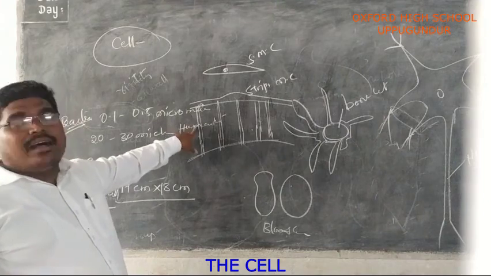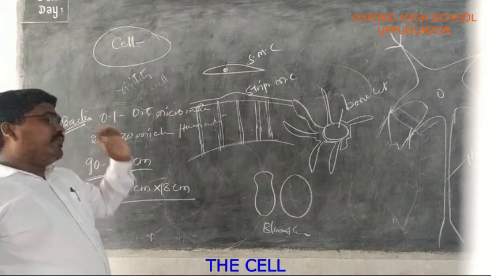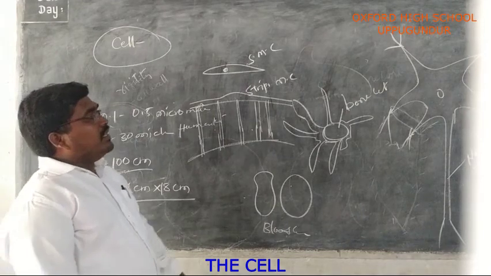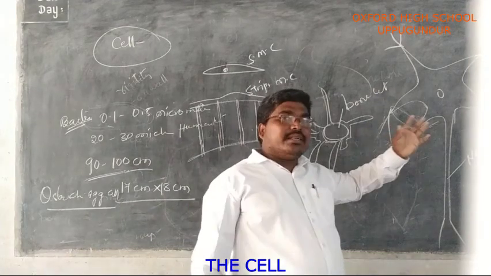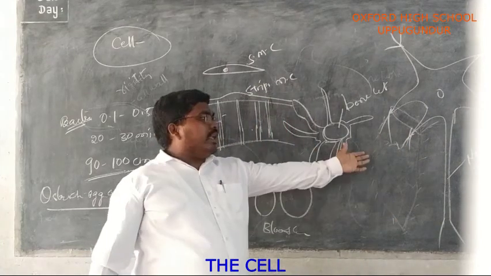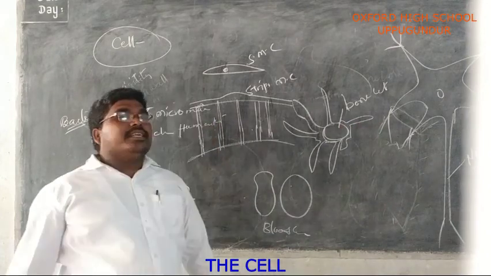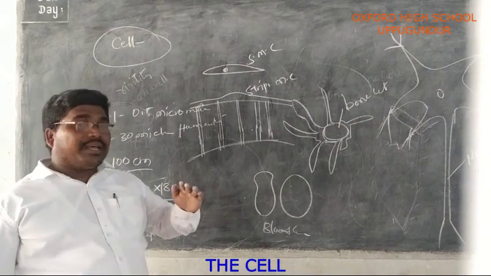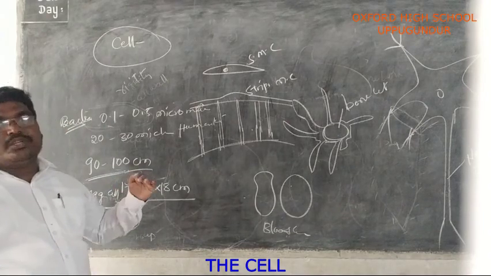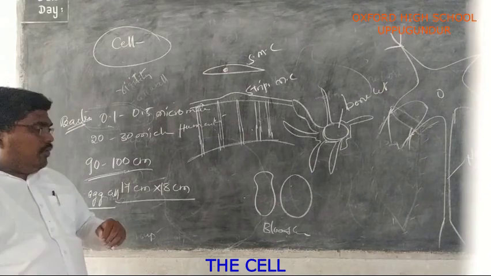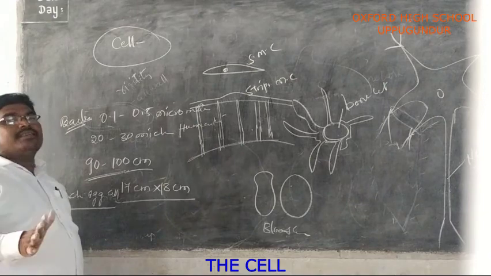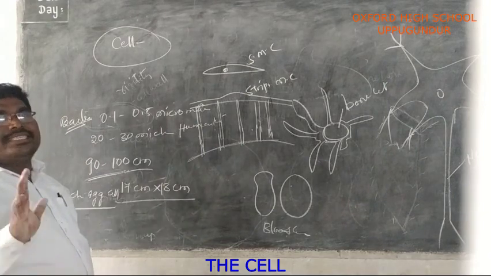Here the size of the cell depends on the functioning of the cell. If you take the nerve cells of the elephant and the human body, the nerve cells are long and branched because they transport messages in the form of electrical impulses from one region to another. So mainly the size of the cell depends on the functioning of the cell.